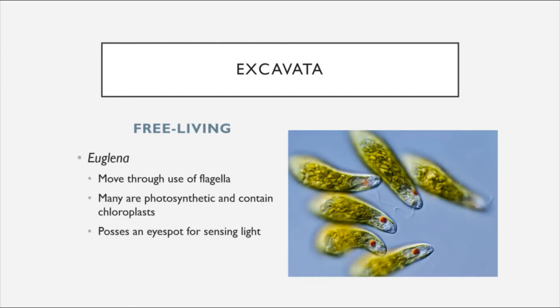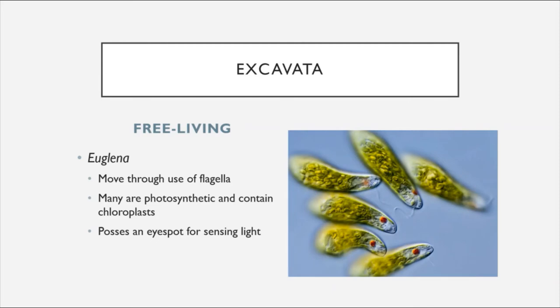The way that Euglena move is through the use of flagella, which you can see under the microscope here as this tiny little thread that's projecting from one end of the cell. Many of them are photosynthetic and contain chloroplasts, which they use to generate their energy. They also possess an eye spot for sensing light, which you can see right here as this little red pigmented dot at one end of the cell.